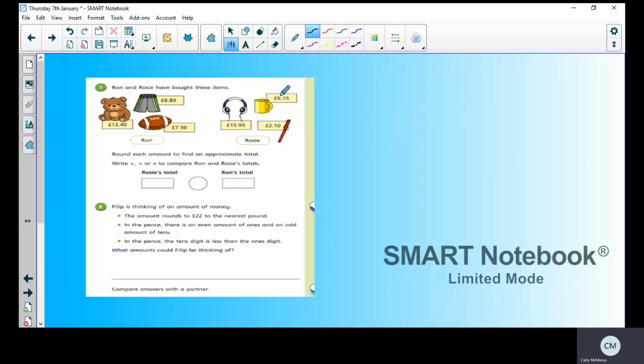And then Rosie's, is that going to round to £6 or £7? Is that going to round to £2 or £3? And is this going to round to £15 or £16? Then when you've rounded the 3 numbers, add them up, and that's Rosie's total. Then you'll know whether it's greater than, less than, or equal to.